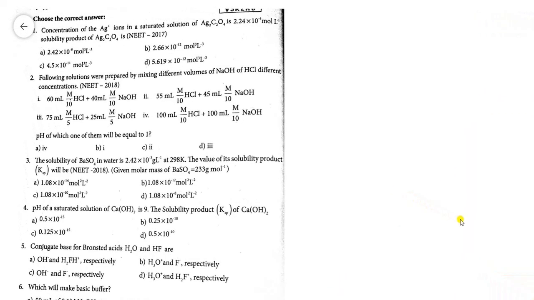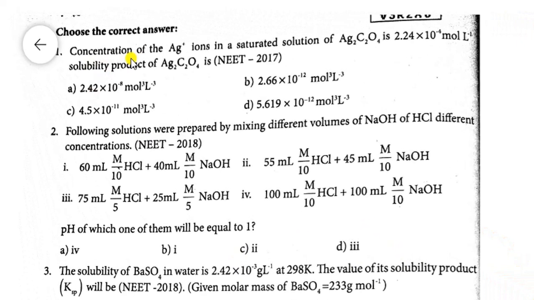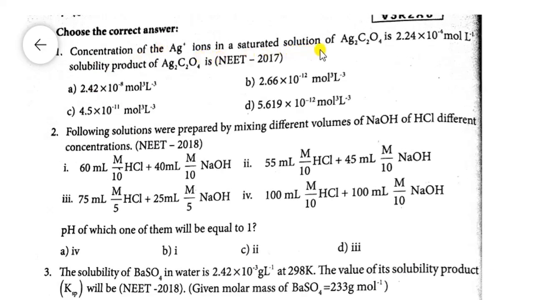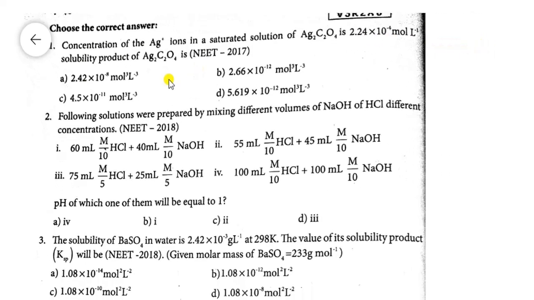Ionic equilibrium book back question. The concentration of Ag plus ions in saturated solution of silver oxalate is 2.24 into 10 power minus 4 mole liter inverse. Solubility product of silver oxalate is? The dissociation of silver oxalate: Ag2C2O4 silver oxalate dissociates to give 2 Ag plus ions and 1 oxalate ion.